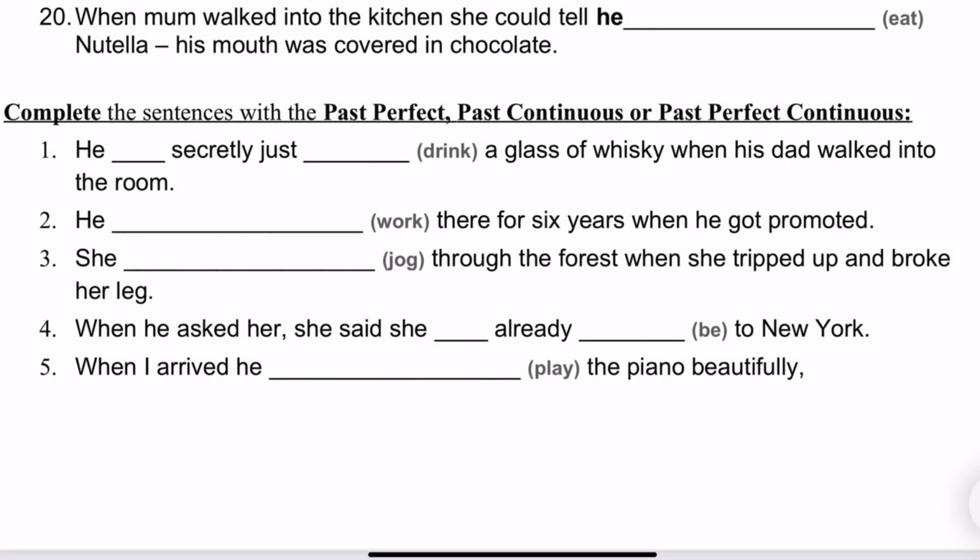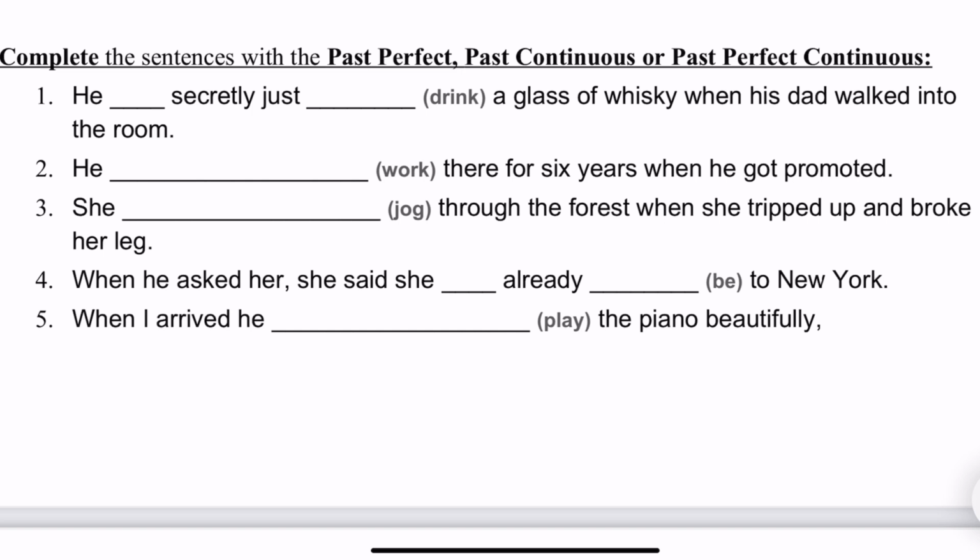Now let's see if you can do some mixed sentences. Number 1. He had secretly just drunk a glass of whiskey when his dad walked into the room. So this is the past perfect. Number 2. He had been working there for 6 years when he got promoted. So this is the past perfect continuous.